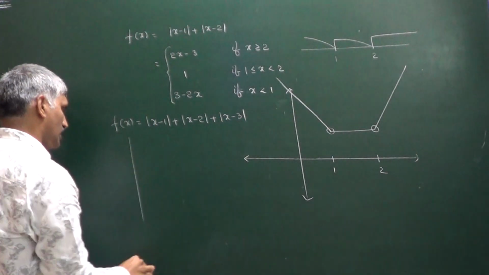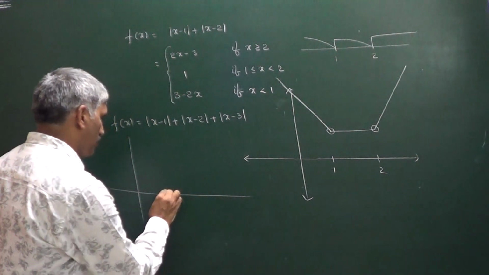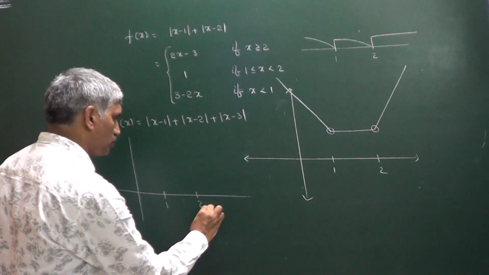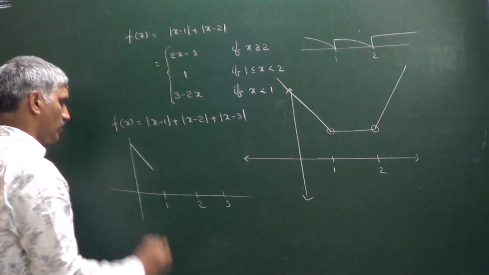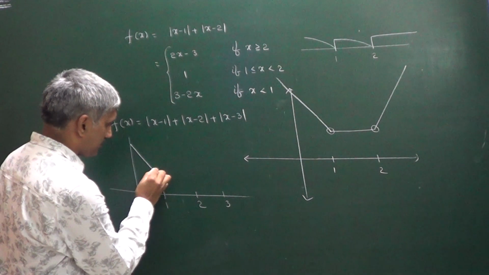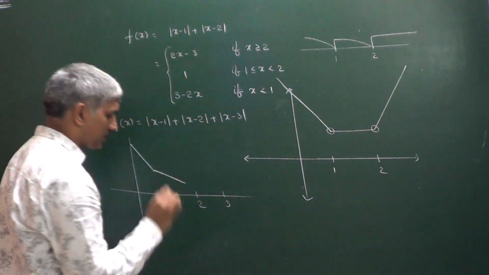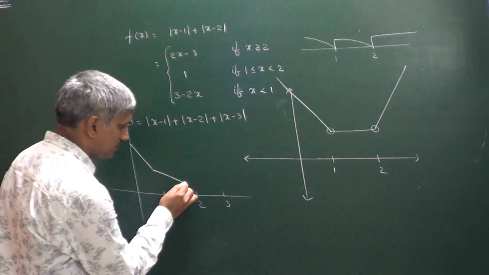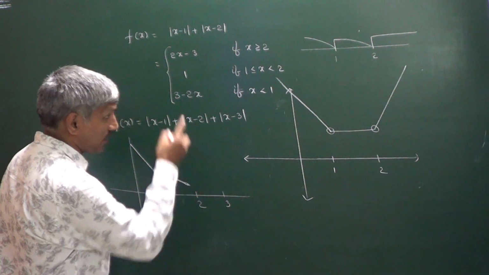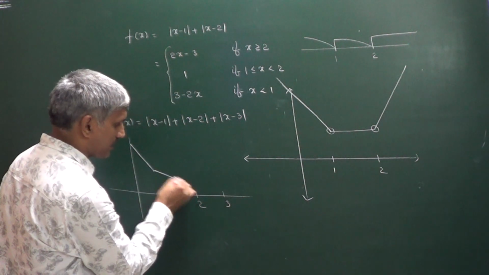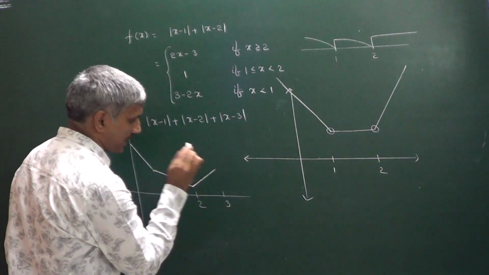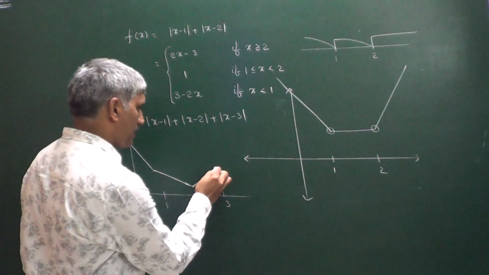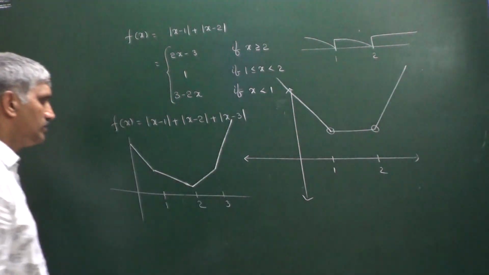If I want to construct the graph for this one, this is 1, this is 2, and this is 3. So you will get for 1, next this one, again it will go like this, 2. The same way you can draw, again from 2 to 3 like this, and again from 3 onwards like this.